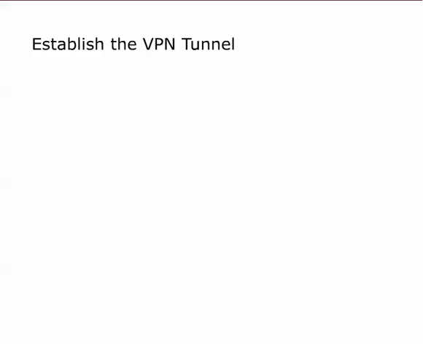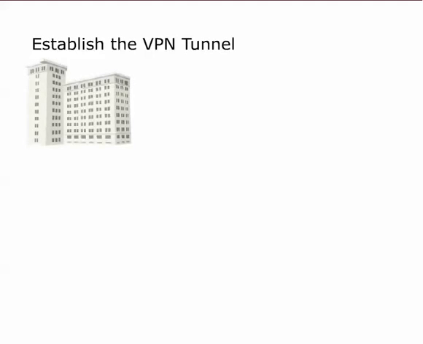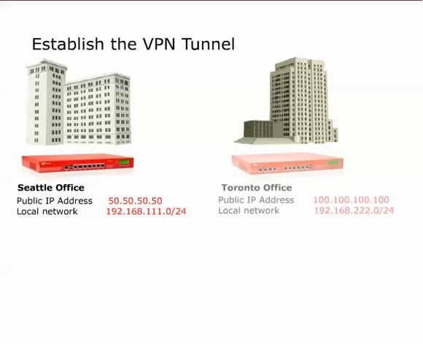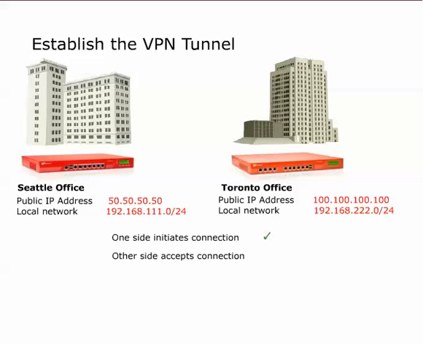Now that we have configured the VPN gateways and tunnels at both sides, let's take a look at how the two XTM devices use these gateway and tunnel settings to establish a tunnel. First, one device initiates a connection. This could be either device. Let's say in this example that Seattle is the initiator. So the XTM device at Seattle uses the remote gateway IP address to contact the VPN gateway device at Toronto.